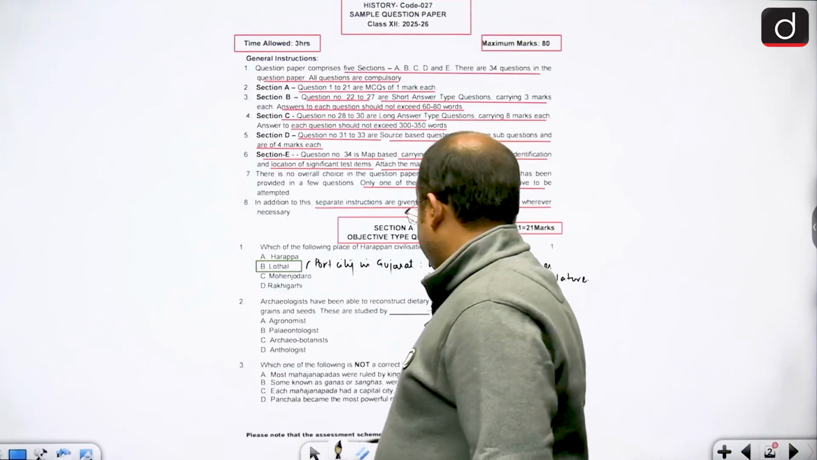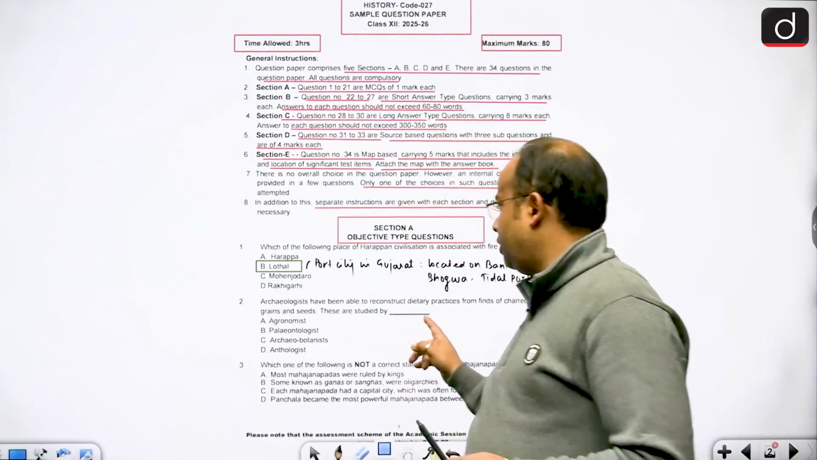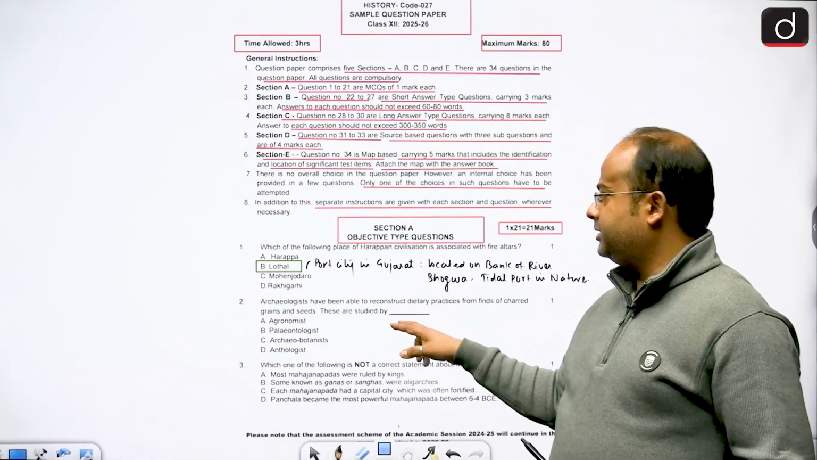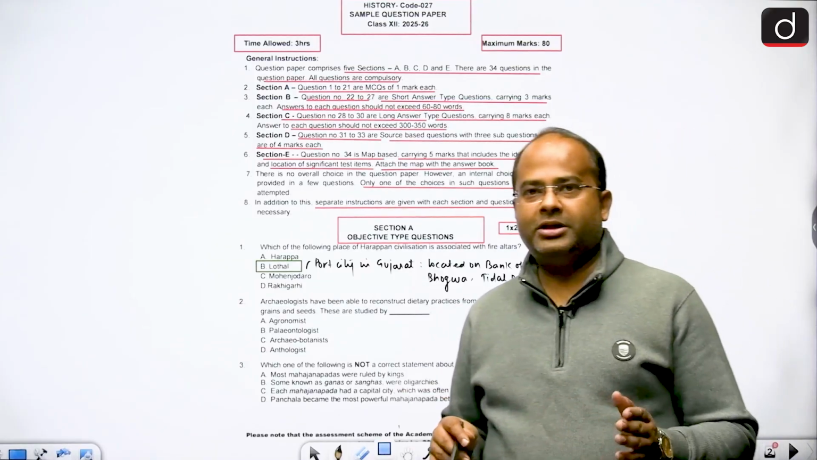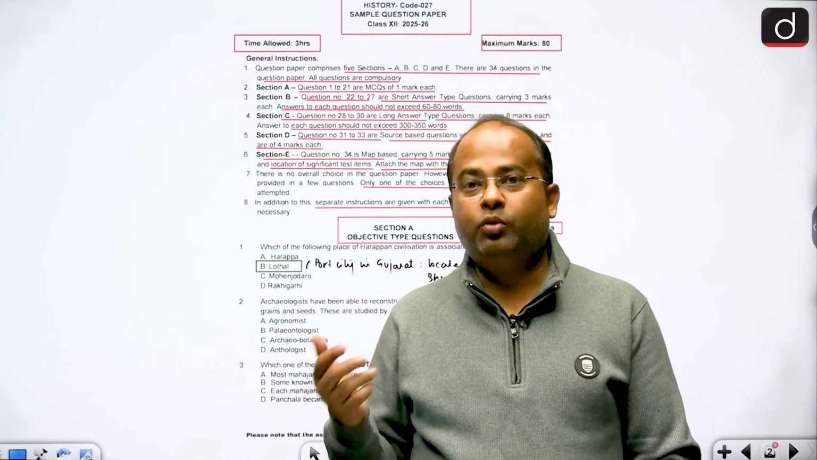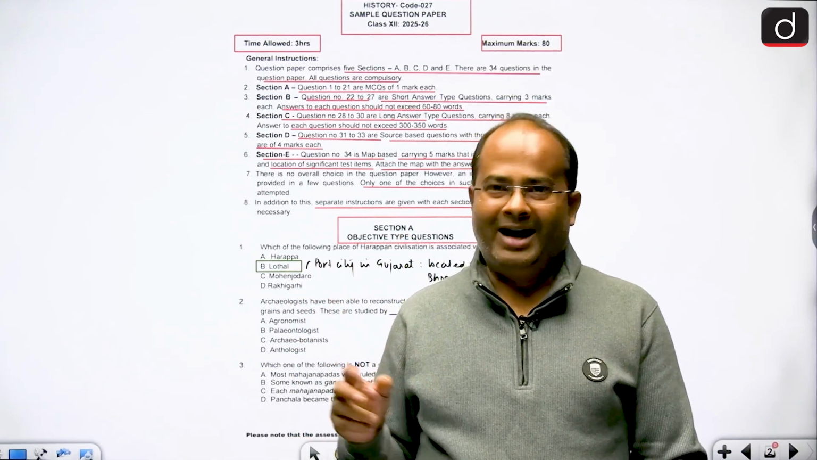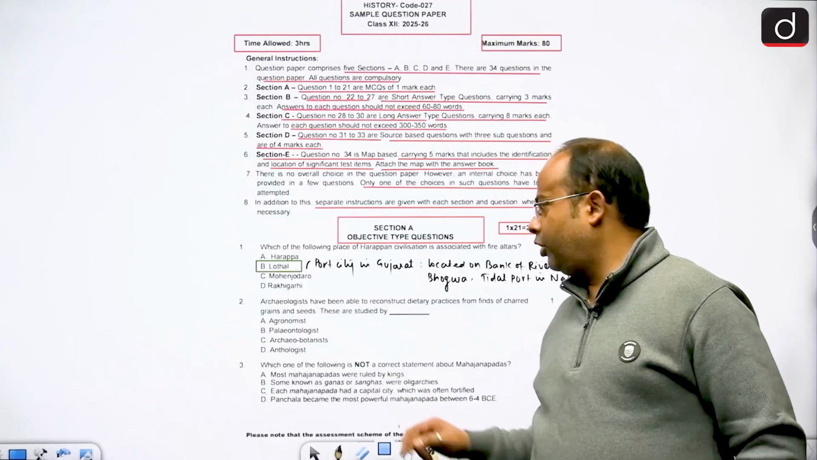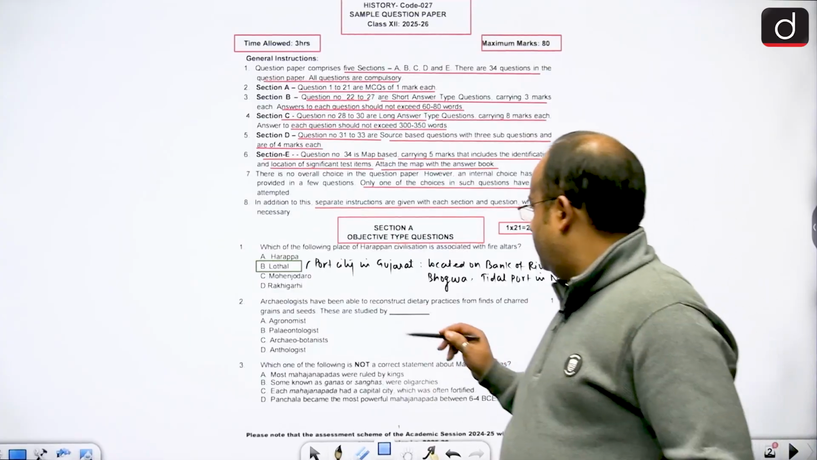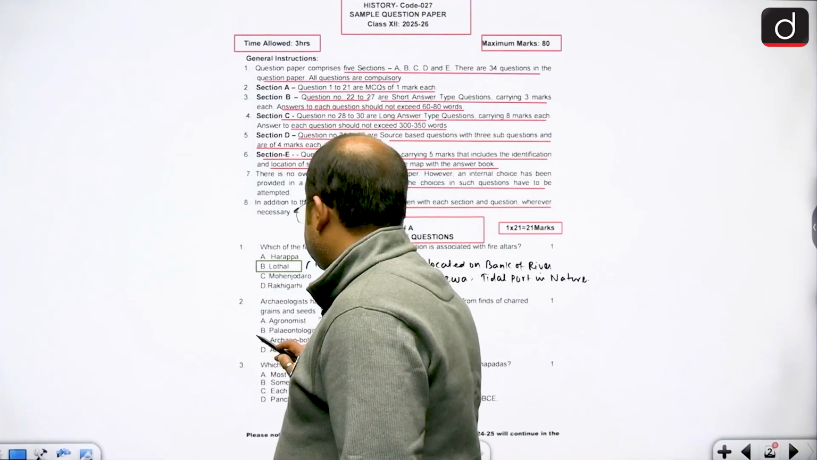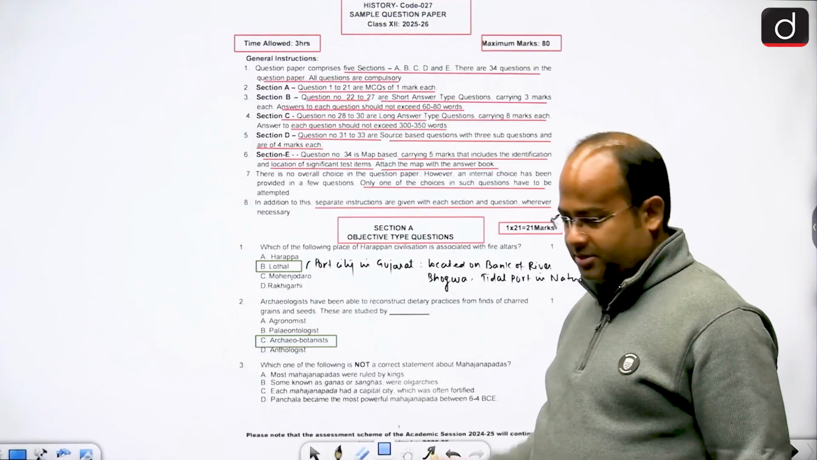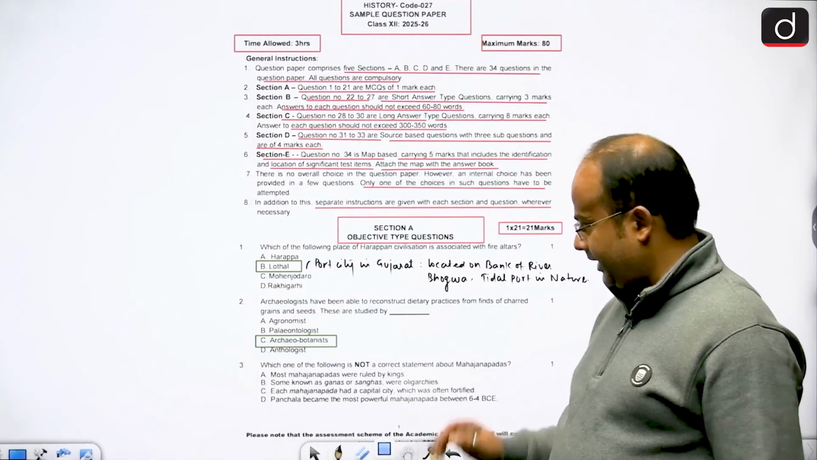Now the next question: the archaeologists have been able to reconstruct the dietary practices from the findings of charred grains and seeds. These are studied by whom? So the archaeologists, when referring to the Indus Valley civilization, in order to understand their food habits, use the charred grains and seeds, and this is studied by an agronomist, paleontologist, archaeobotanist or anthropologist. The dietary practices from the charred grains and seeds are studied by the archaeobotanist. So the correct answer will be archaeobotanist.